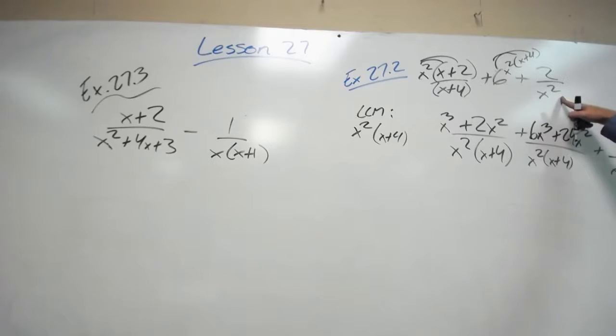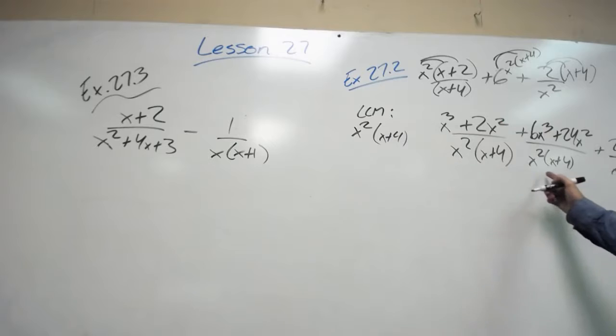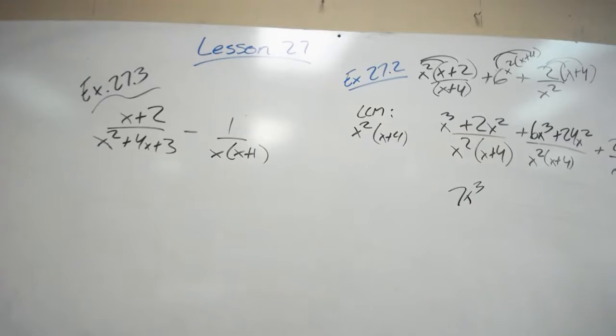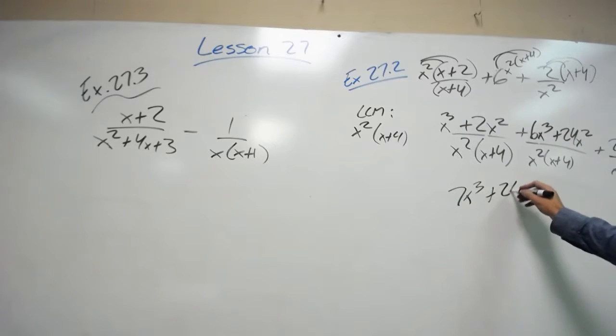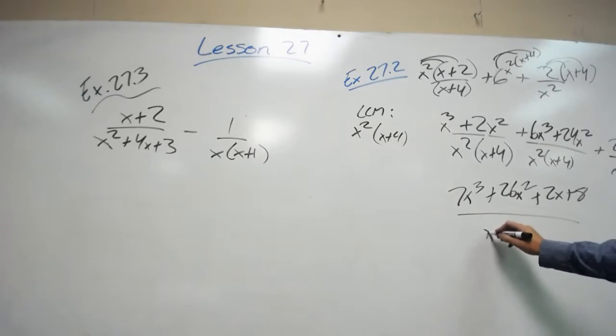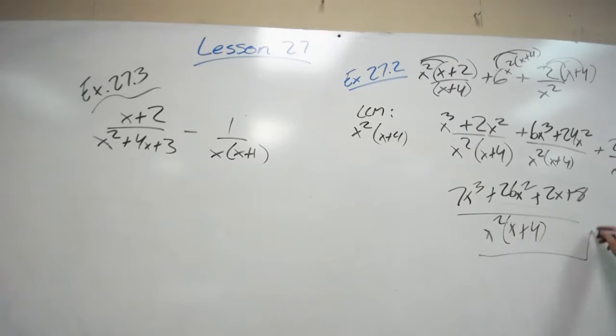And then the last one, 2 over x squared, is lacking the x plus 4 from the least common multiple. Distribute, you get 2x plus 8. Now we can start adding like terms because everything is over the same denominator. Like terms: x cubed and 6x cubed combine to be 7x cubed; 2x squared and 24x squared combine to be 26x squared; and these have no like terms, so they stay. So you have a nice long answer, but there you would have it. That would be the answer in 27.2.